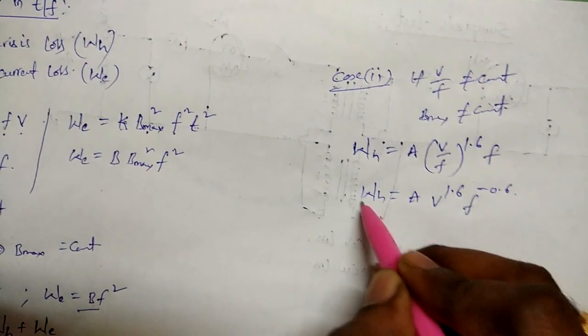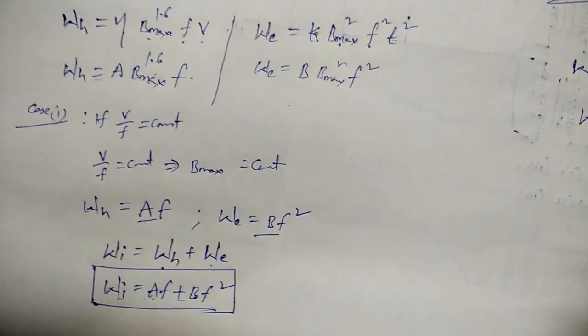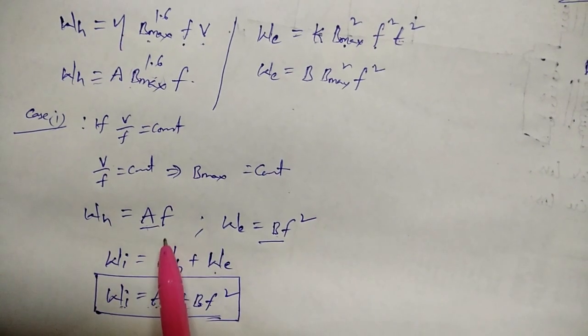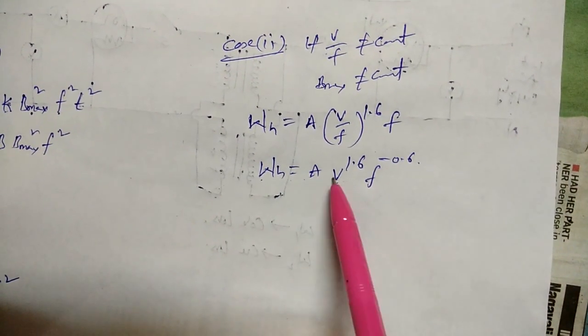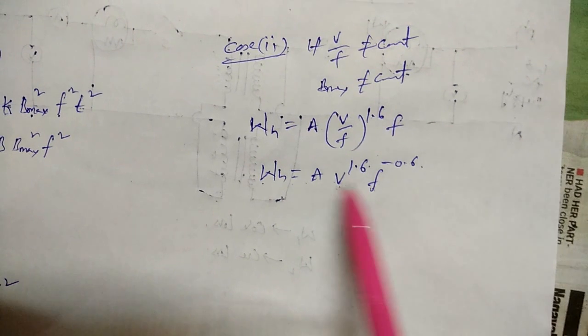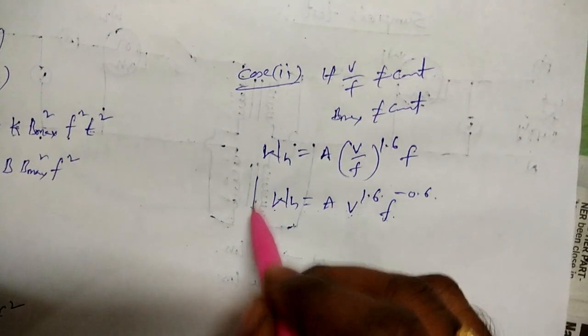See, now the equation changes like this. Before, if V by F is constant, WH is proportional to only F. But if V by F is not constant, WH is equal to A into V power 1.6 F power minus 0.6. It depends on both voltage and frequency.